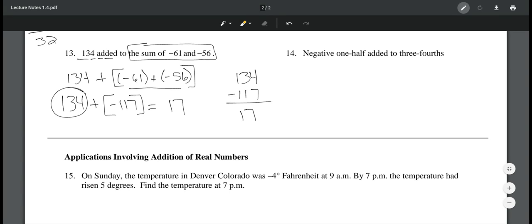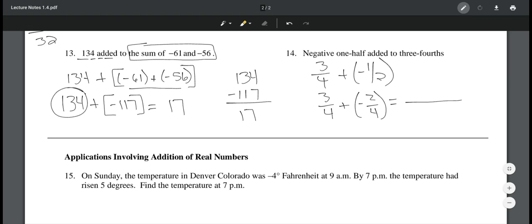So negative 1/2 in number 14 added to 3/4. So 3/4 plus negative 1/2. We need a common denominator. In this case it would be 4. So 3/4 plus negative 2/4. So we're going to keep that common denominator and we've got 3 plus negative 2. Since we've got a positive and a negative, we actually subtract and we end up with 1/4.